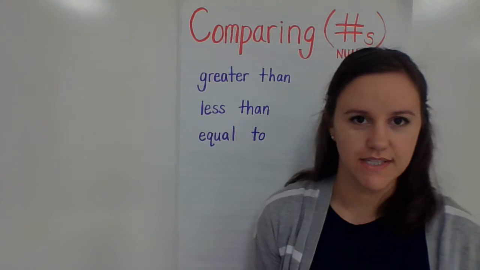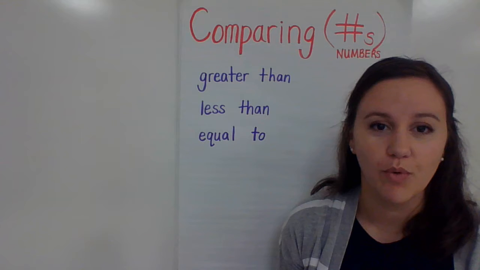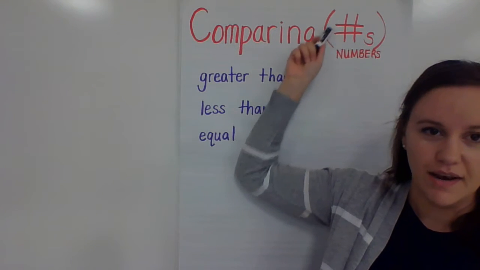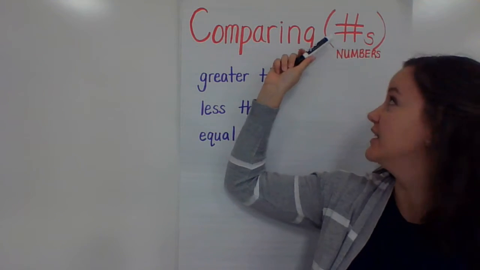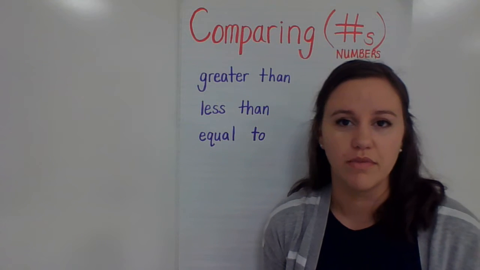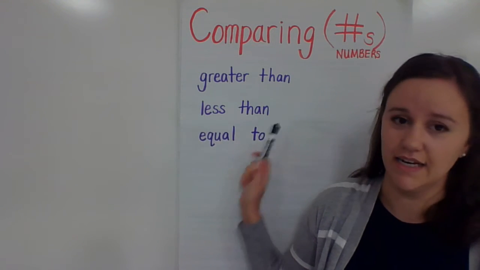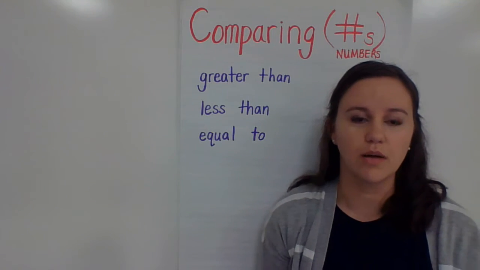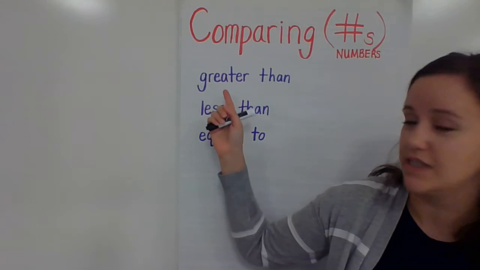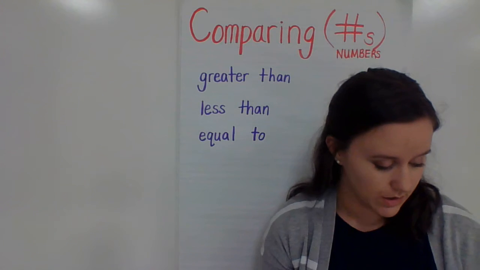Yesterday you got a little bit of a taste of comparing numbers. Today we're going to talk a little bit more about that, more in depth. And that little symbol means a lot of things, but it can also stand for number. So put numbers down there. We're going to talk about three different phrases: greater than, less than, and equal to. When you look at two numbers, you compare them and you decide which one's greater than, which one's less than, or if they're equal to.